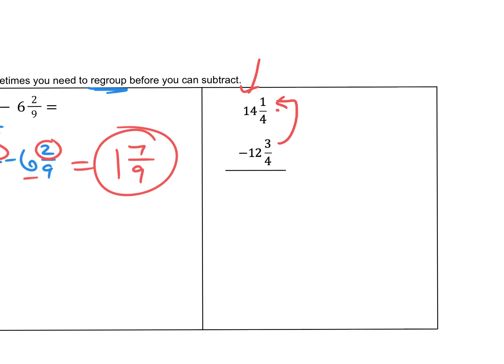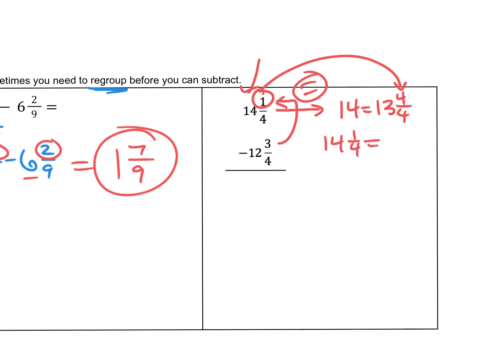So instead, I'm just going to rewrite this as an equivalent fraction. I know that 14 is the same as 13 and 4/4, 13 and 1. So I have to take that additional 1 from the numerator and put it here. So 14 and 1/4 is the same as 13 and 5/4. So I just rewrote it, regrouped it to make the number work for me. So now I can subtract my 12 and 3/4 from that. So I can take my whole numbers. 13 minus 12 is 1. 5 minus 3 is 2. And this simplifies by a factor of 2. So this is 1 and 1/2.